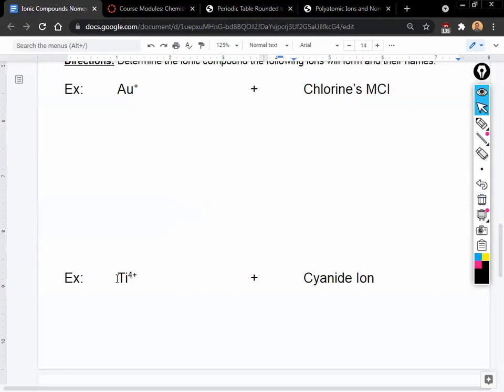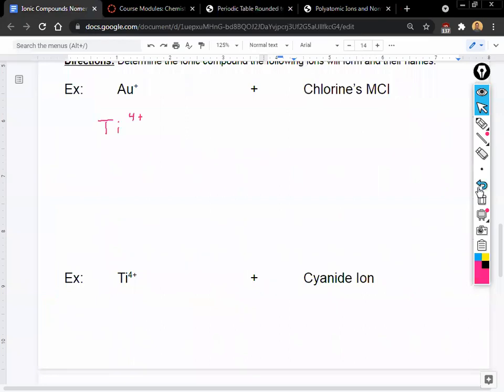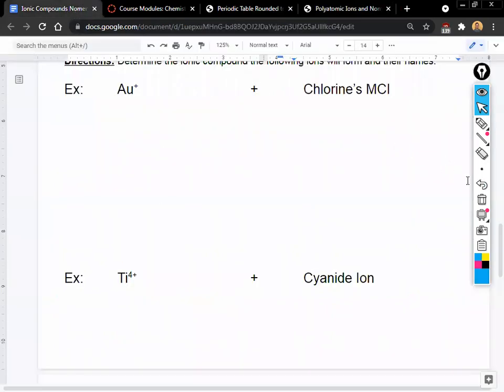Okay, so here we have Ti4+, and so we have the charge for the cation. Did you guys get the name for Ti? Yeah, titanium. You should probably be familiar with that. I'm just going to write the name titanium underneath it, just so we have it in our back pocket. Now we're going to look for cyanide. If we go to our polyatomic chart, you should be able to find cyanide. Cyanide is CN, and it's -1. So we're going to write CN-1.